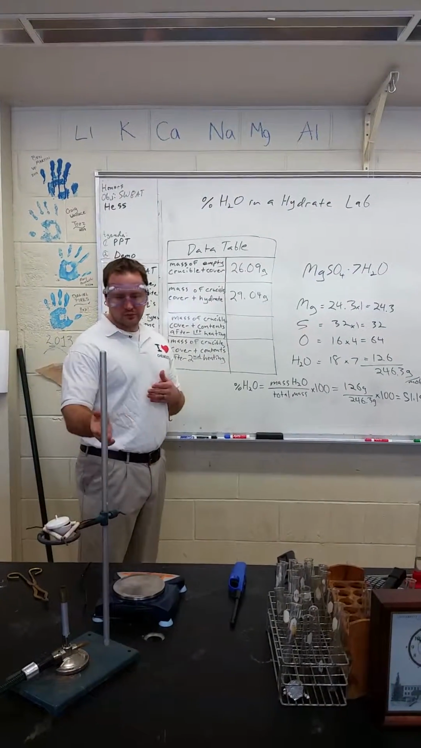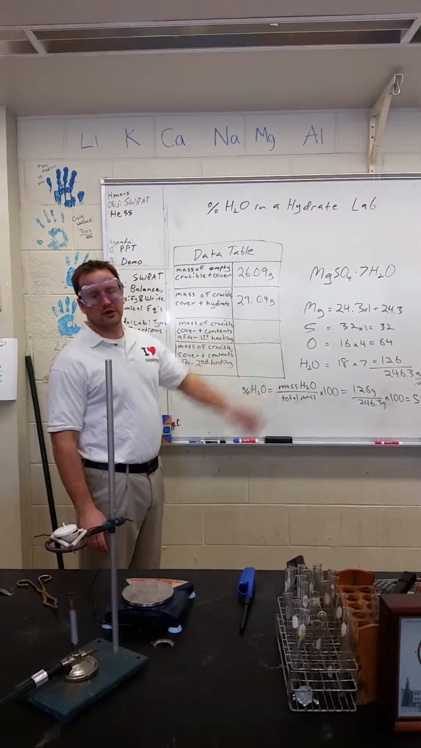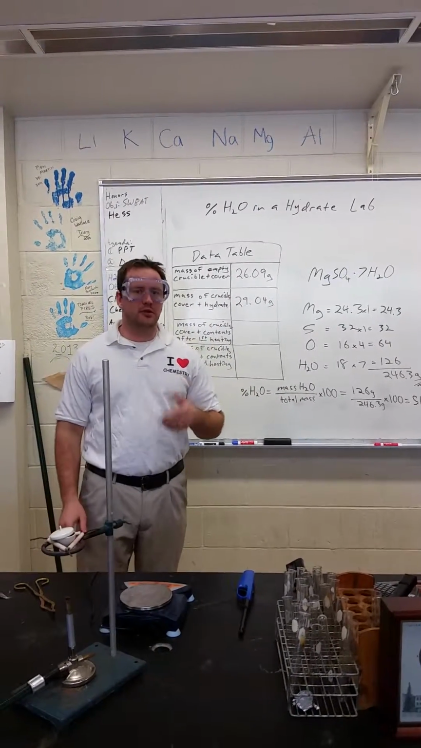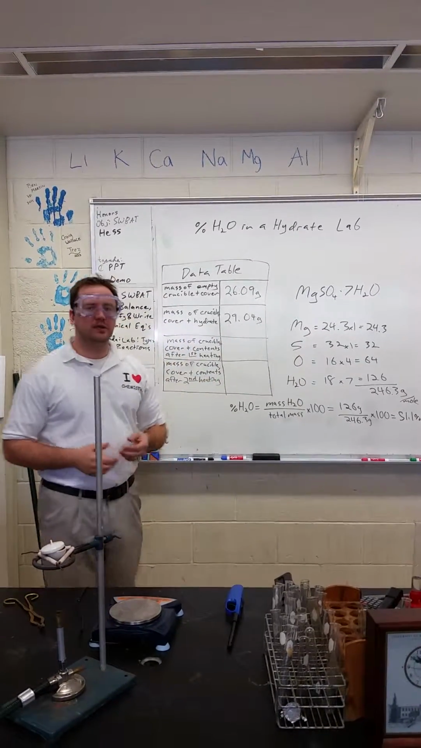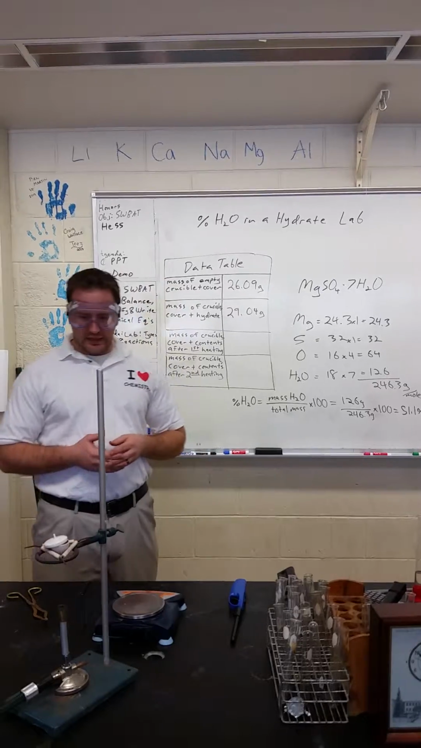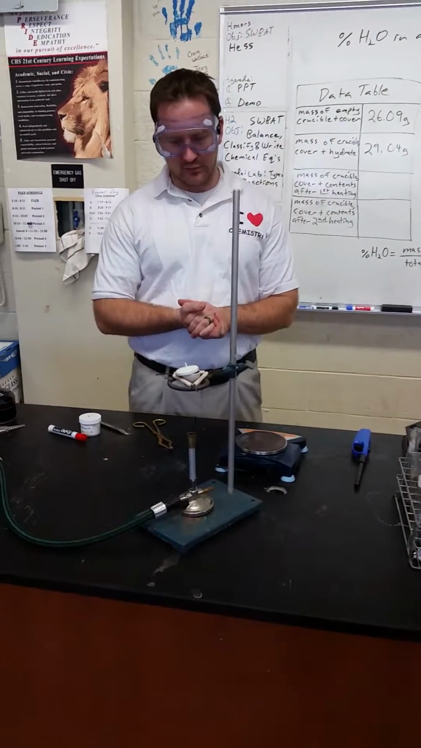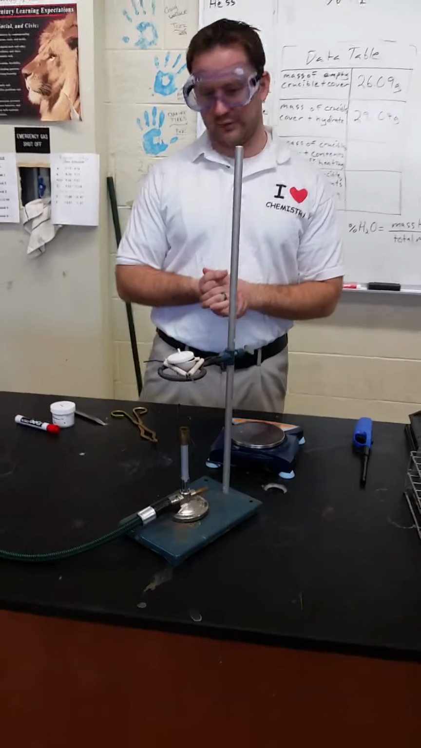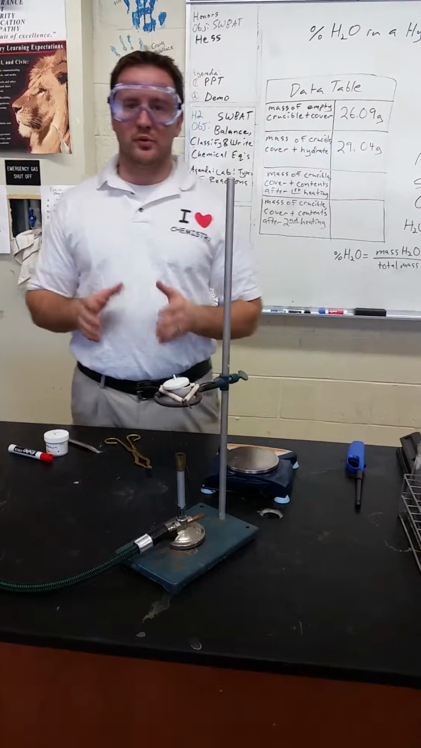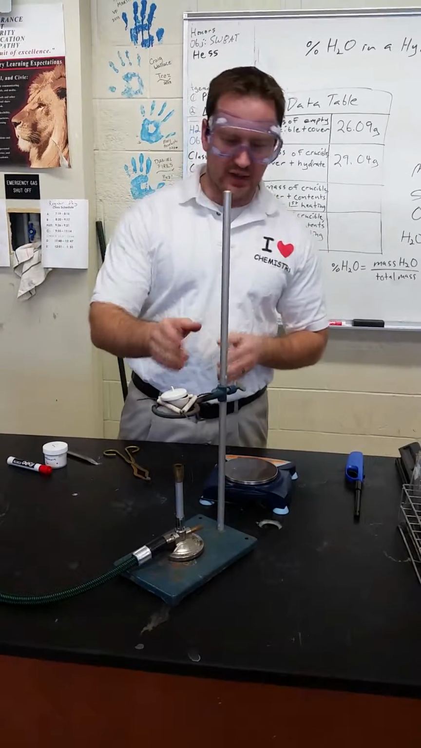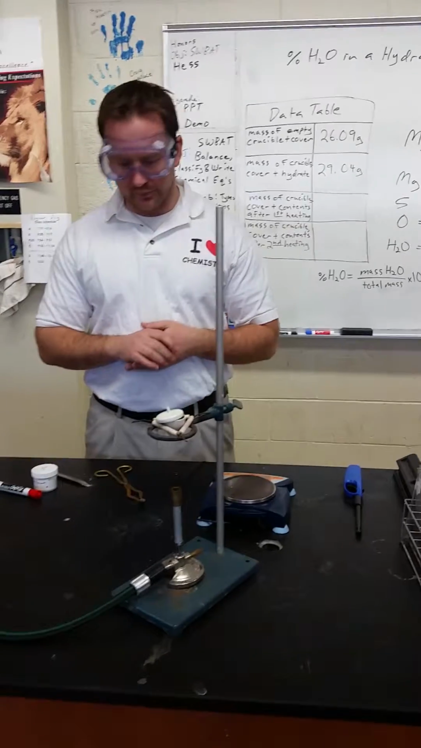Alright, so we've weighed the empty crucible and cover and found that it was 26.09 grams. We added approximately 3 grams of our hydrate to it, and that made the mass go up to 29.04 grams. Now I've set it on the ceramic triangle on our ring stand with a ring, over our Bunsen burner. I'm going to ignite the Bunsen burner, and that's going to dehydrate the sample. One thing I want you to notice is that I have our crucible cover slightly ajar so that the water has a place to escape.